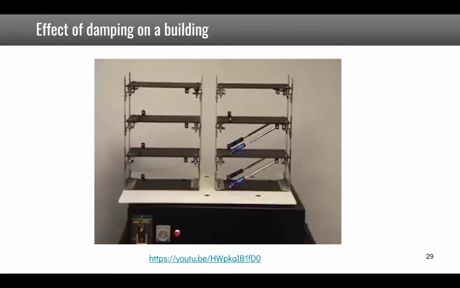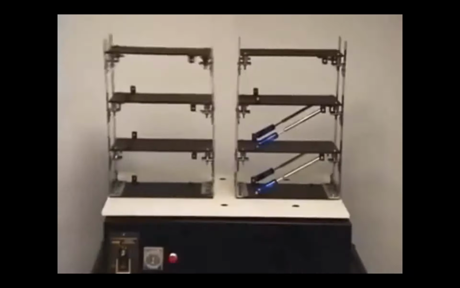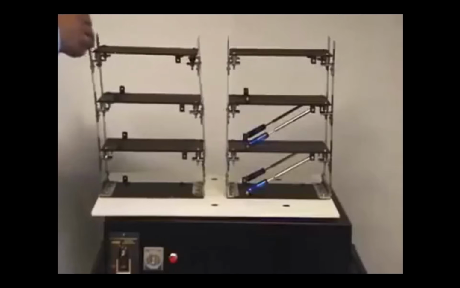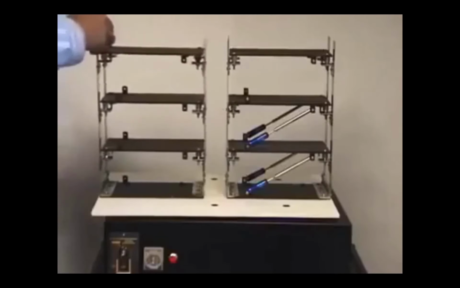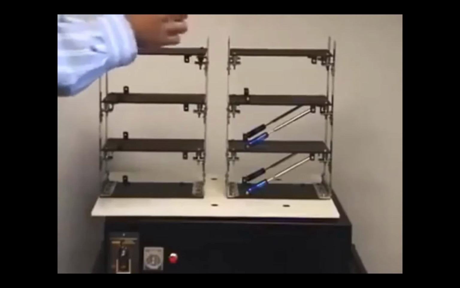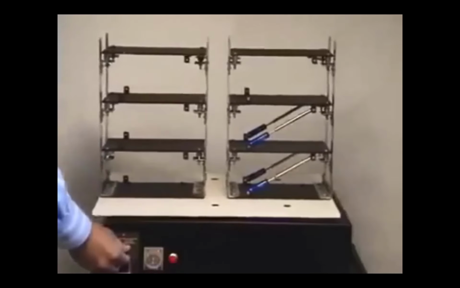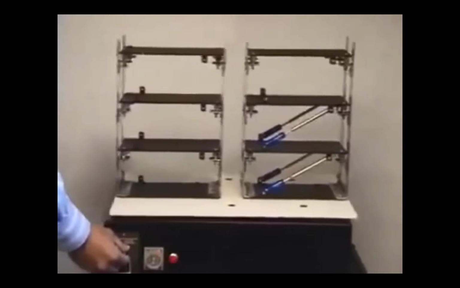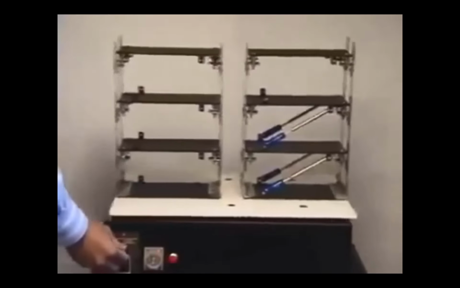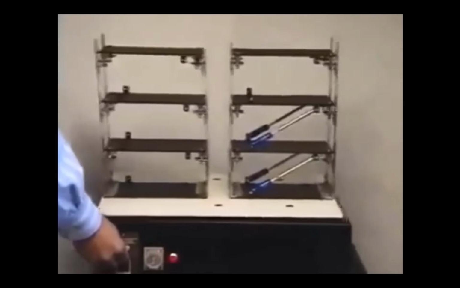If you add damping to a building, what will happen? Well, you see that if you give an initial displacement and release, the first building is moving and vibrating while the second one is not. And if you are doing a base excitation, you also see that the first building will be much more subjected to vibrations.